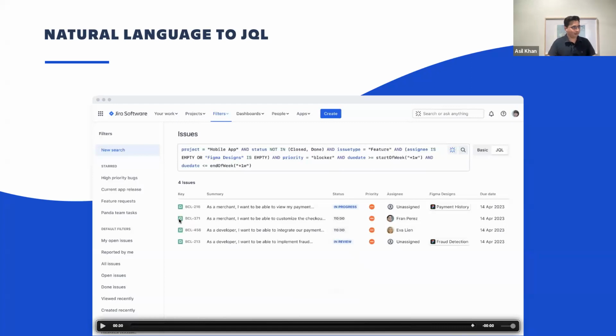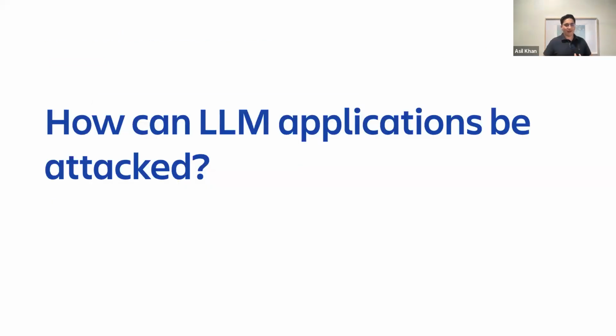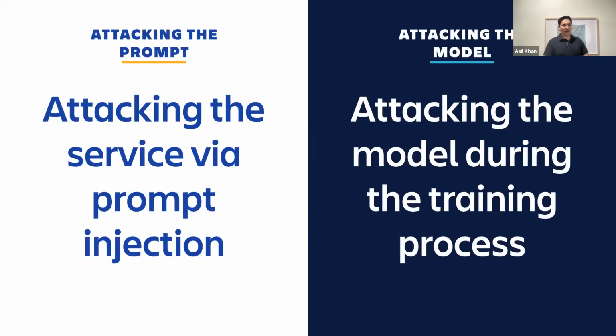Now we've seen some examples of LLM applications. How can they be attacked? There are 2 ways to attack an AI model. You can either attack the application, the service that it's running with, using a prompt injection attack, or you can attack the model itself during its training process.